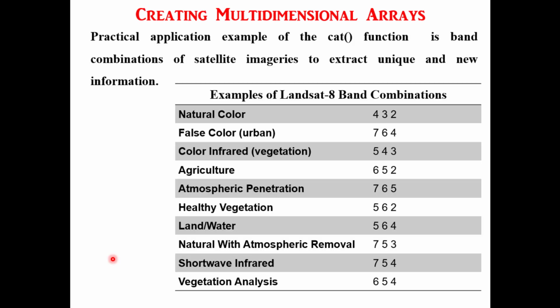Practical application of the cat function is band combinations of satellite imageries to extract unique and new information. For example, if you look at the Landsat 8 band combination, for natural color you combine band 432. For agriculture, for example, you combine band 652. So using the cat function in MATLAB, you are able to combine these different bands of imagery in order to carry out different analysis and extract different information.